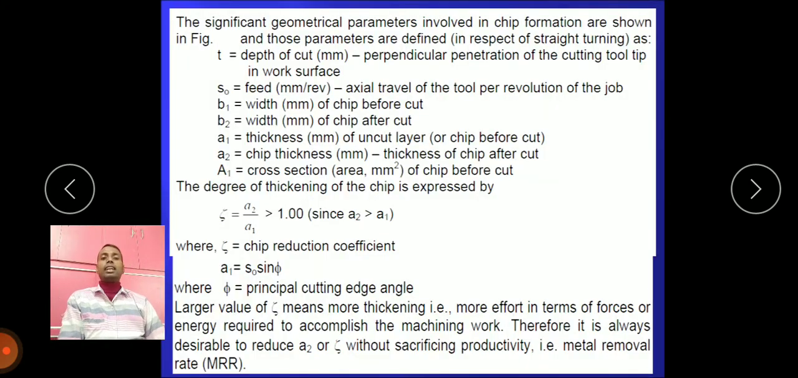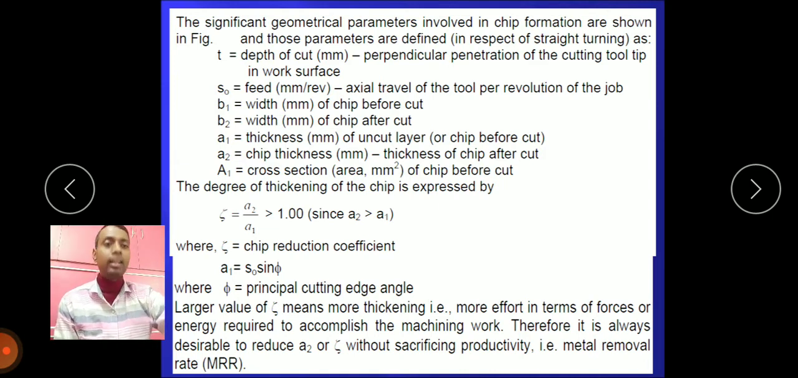T is the depth of cut in millimeter. H0 is the feed. B1 is the width of the before-cut chip and B2 is the width of the after-cut chip. A1 is the chip thickness of the uncut layer, and A2 is the chip thickness after cut. So Xi is A2 by A1, which is always greater than 1, and A1 is H0 sin phi. H0 is the feed and phi is the principal cutting edge angle. This is the total formula.